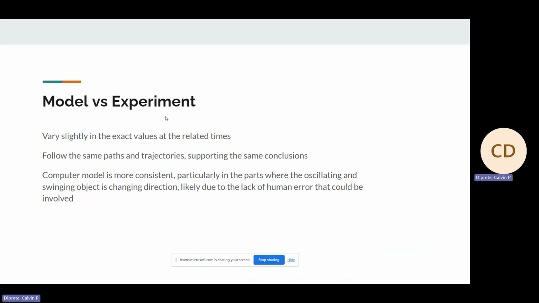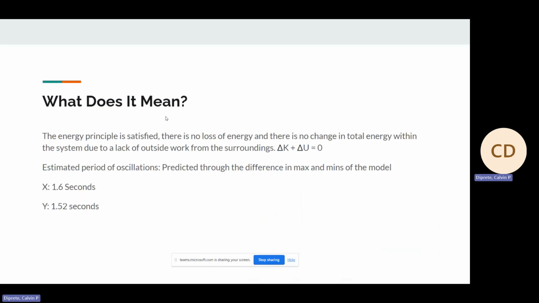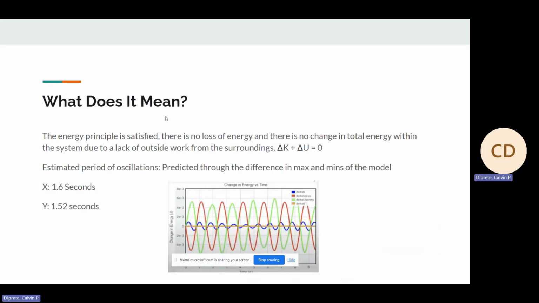The computer model is more consistent, particularly in the parts where the oscillating and swinging object changes its direction, which is not shocking. And this is likely due to the lack of human error that could be involved in the computer model. What does it mean? The energy principle is satisfied. There is not a loss of energy, and there is no change in total energy within the system due to a lack of outside work from the surroundings, which is expected. And so this means the kinetic energy change and the potential energy change equals 0.